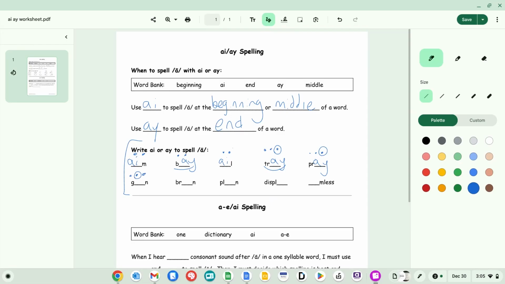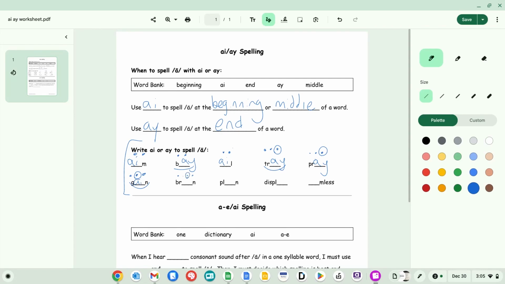So this word is gain. So it's G-A-N. So I hear it in the middle. And again, you want them to think, where do I see it? And how do I spell it when it's in the beginning or middle? And that would be the A-I. So the word is gain.